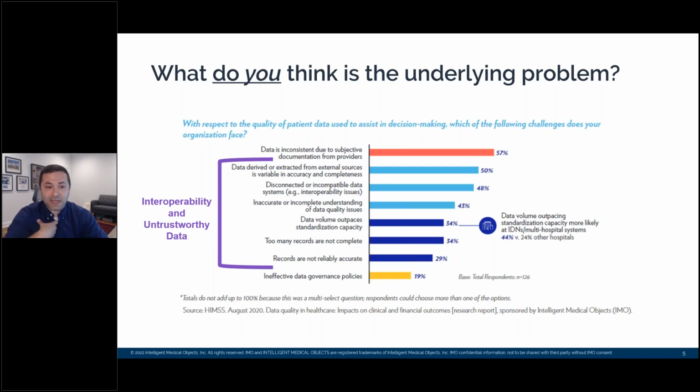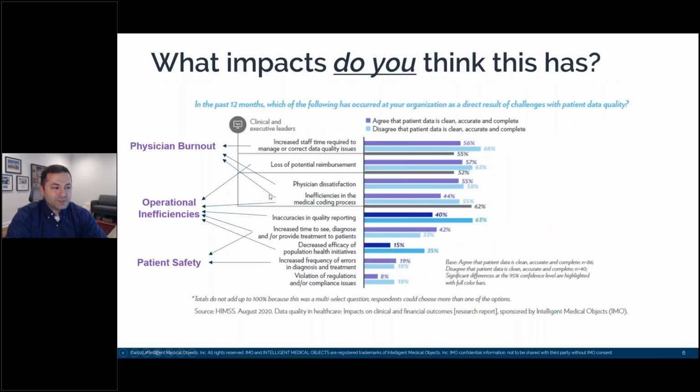And again, this is not IMO answering these questions. These are the organizations that we posed these questions to, answering them themselves. So if you're trying to address the problem, how are you trying to address it, and what impact do you think it might have on that workflow?